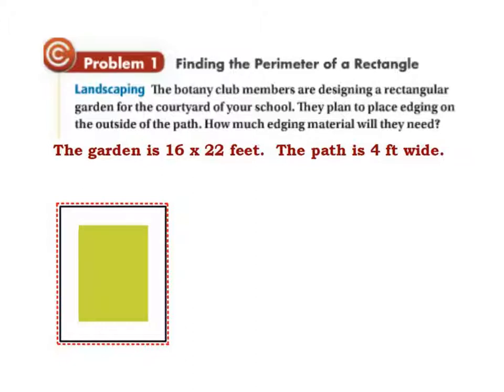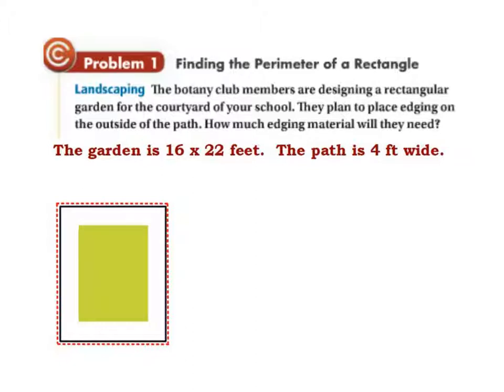It says the botany club members are designing a rectangular garden for the courtyard in your school. They plan to place edging on the outside of the path. How much edging material will they need? Okay, that's a perimeter question. How much edging do they need? That's like the red dotted line here, which is going to be their edging.